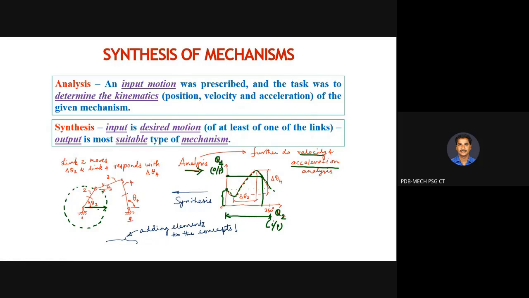Similarly, velocity: if the input crank has this much velocity, we see what the velocity of the output link is. Input crank how much acceleration, output rocker what is the acceleration, we look at. So you should have the mechanism, and for a given input, what is the output is what we discuss in the analysis part. So analysis means an input motion was prescribed and the task was to determine the kinematics, that is position, velocity and acceleration. We give the input and see the position, velocity and acceleration at the output.